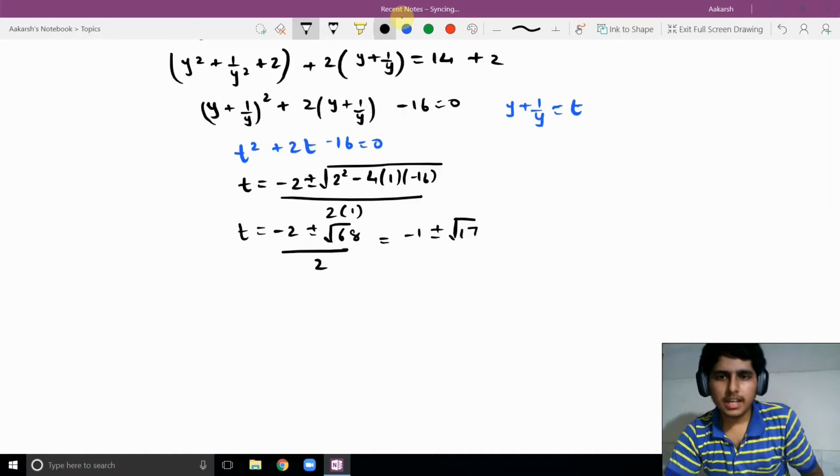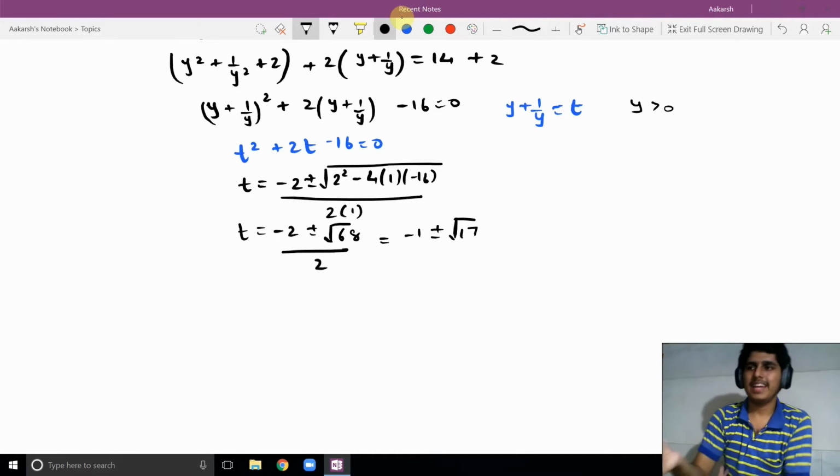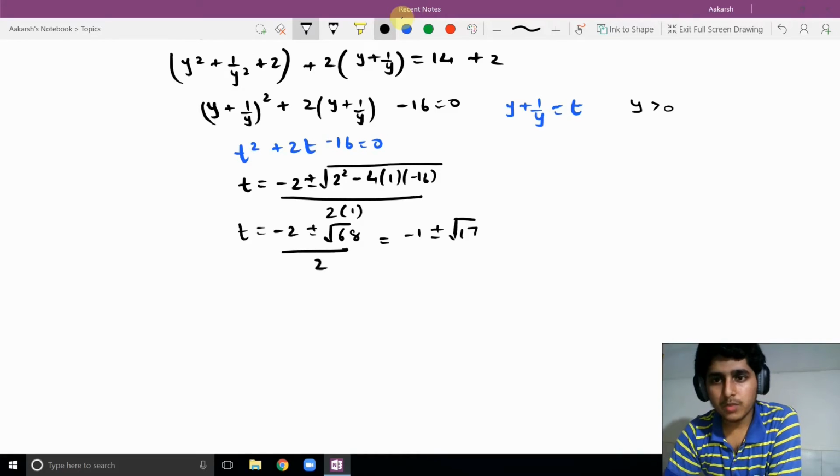Now because my t is y plus 1 by y, where y is a positive term, because y is a length, and length, as you know, we cannot have negative length. So because y is always greater than or equal to 0, my t will also be greater than or equal to 0. So I'll reject this negative answer. So I get t is minus 1 plus square root of 17.